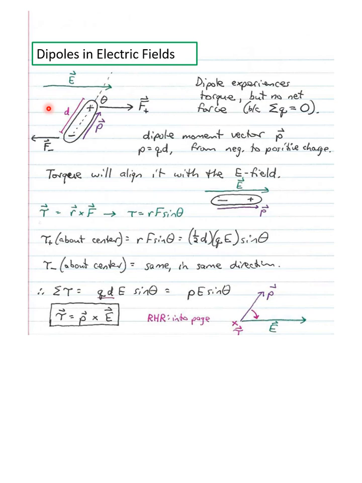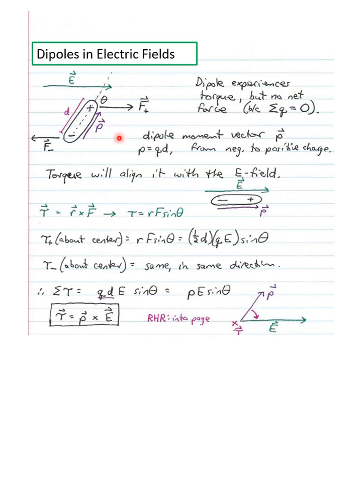So you look at the picture, you see this dipole is in an electric field, and the positive side up top wants to go in the direction of the electric field. So it wants to turn to the right. The negative side down at the bottom, it wants to turn to the left, going against the electric field. So the dipole experiences a torque, but no net force, so it's just going to spin around.